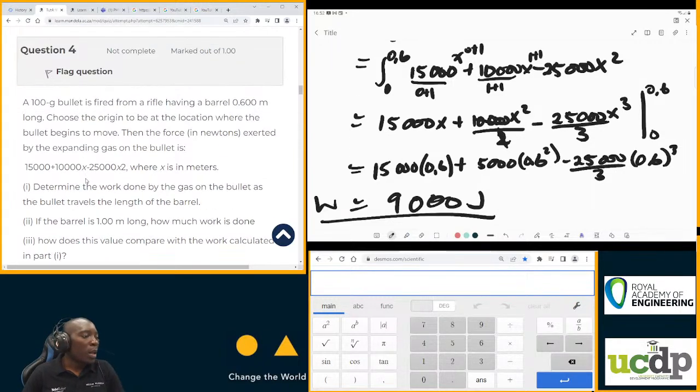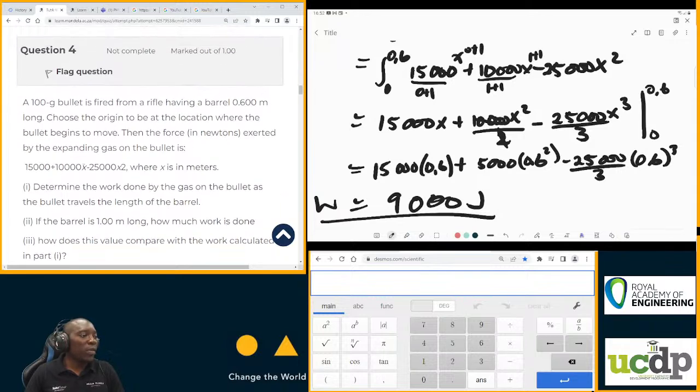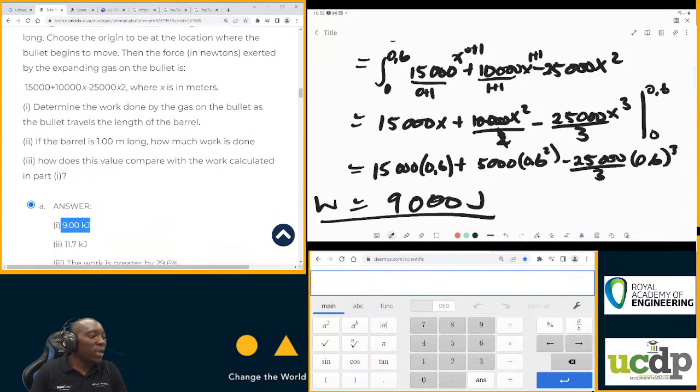Okay. Then if the barrel is 1 meter long, how much work is done? So we're substituting 1 into the same expression. I'm just going to replace every 0.6 with a 1 there. And what I'm getting is 11.7 kilojoules. Okay.